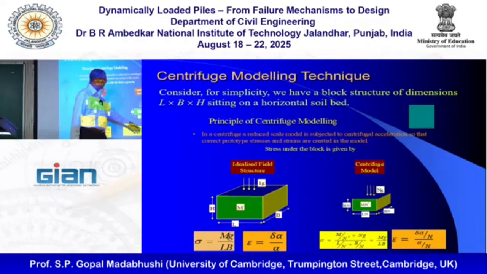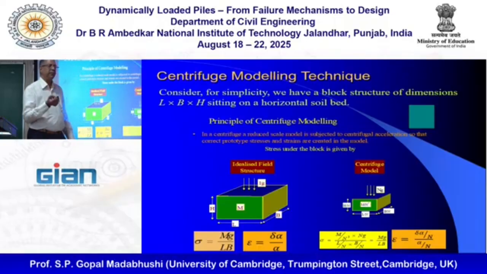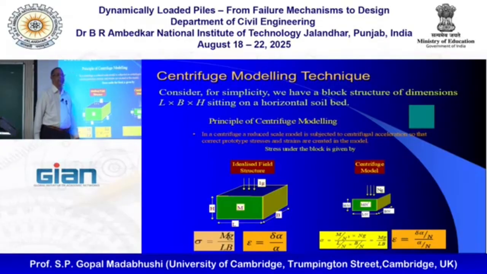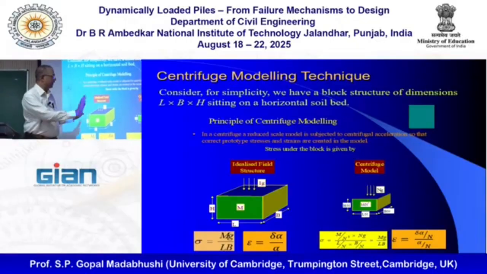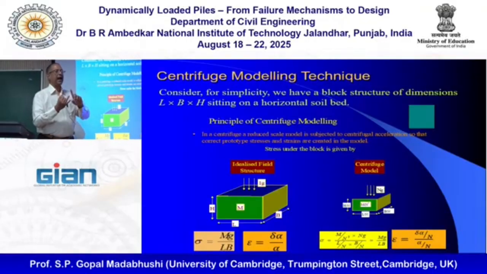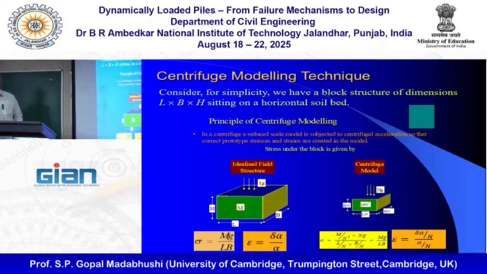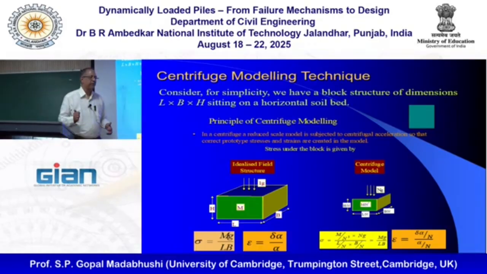What about strain? Same thing. The change in length will be smaller because the model is smaller, but so is the original length. Again, they are smaller by the same factor, n. So again, you cancel these n's and I recover the same strain. So between the prototype and the model, we get the same stress and same strain. And that is what centrifuge modeling is. So how we can increase the gravity is the only question we have.